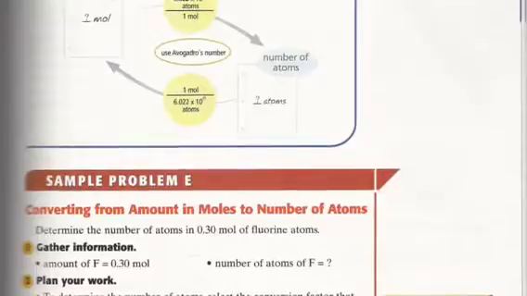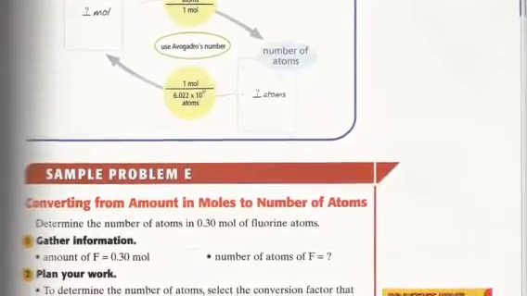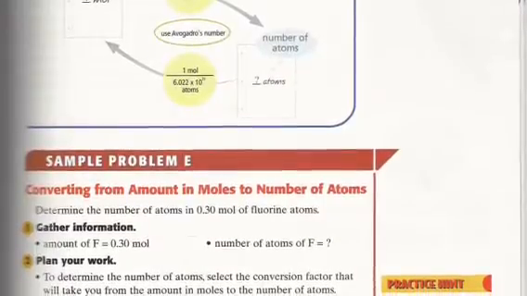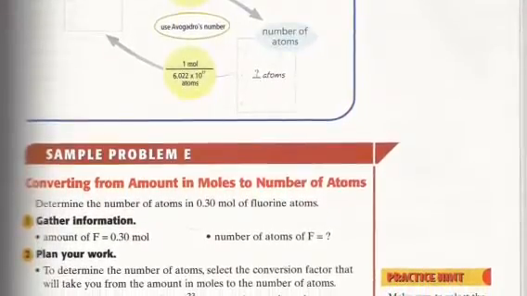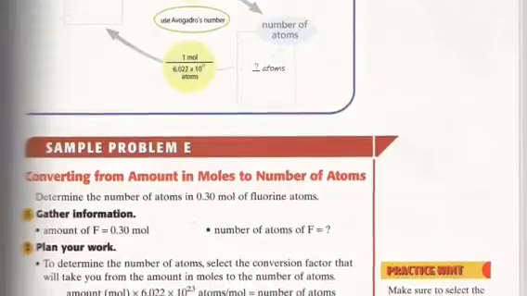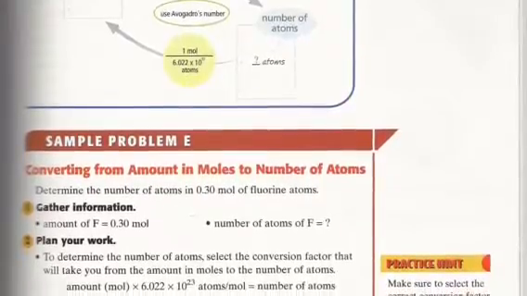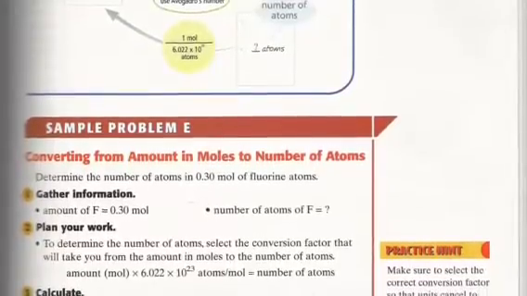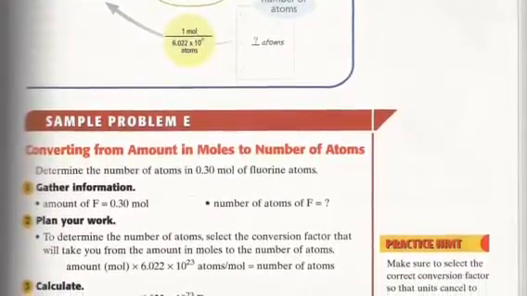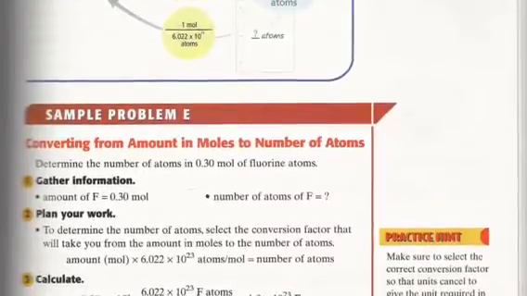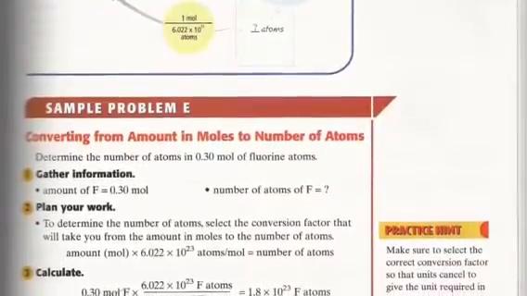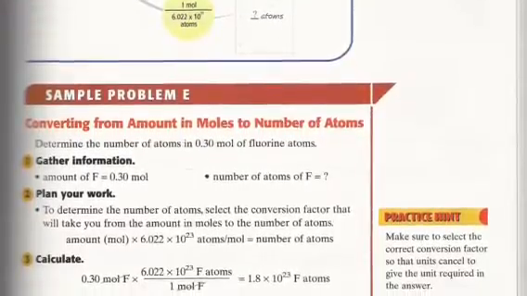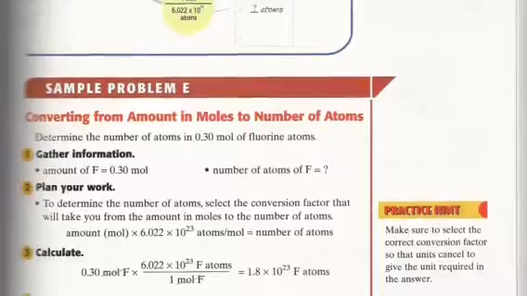Sample problem E. Converting from amount in moles to number of atoms. Determine the number of atoms in 0.30 mole of fluorine atoms. Gather information. Amount of fluorine equals 0.30 mole. Number of atoms of fluorine, we don't know. Plan your work. To determine the number of atoms, select the conversion factor that will take you from the amount in moles to the number of atoms. Amount in moles times 6.022 times 10 to the 23rd atoms divided by mole equals the number of atoms.